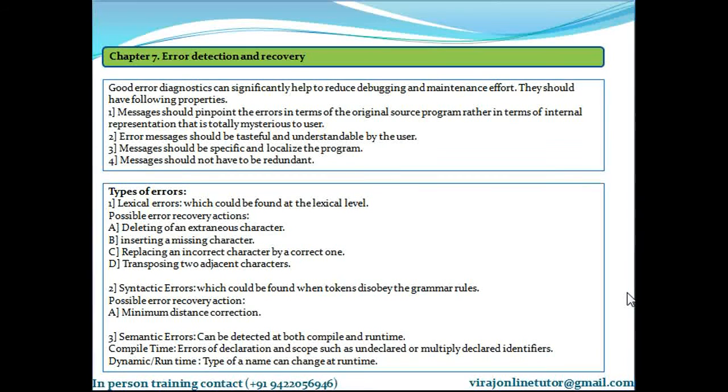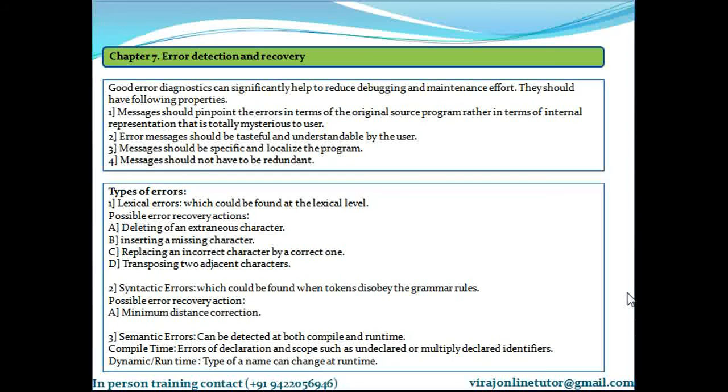Many errors are syntactic in nature or exposed when stream of tokens disobey the grammar rules. Okay, so this could be like missing right parenthesis, extraneous comma, colon in place of semicolon, misspelled keywords, extra blank. So all this might be different syntactic errors. Okay, so what are the corrective measures? Minimum distance correction. That is, we define a collection of error transformations. So we convert the erroneous code into correct code by minimum possible replacements.